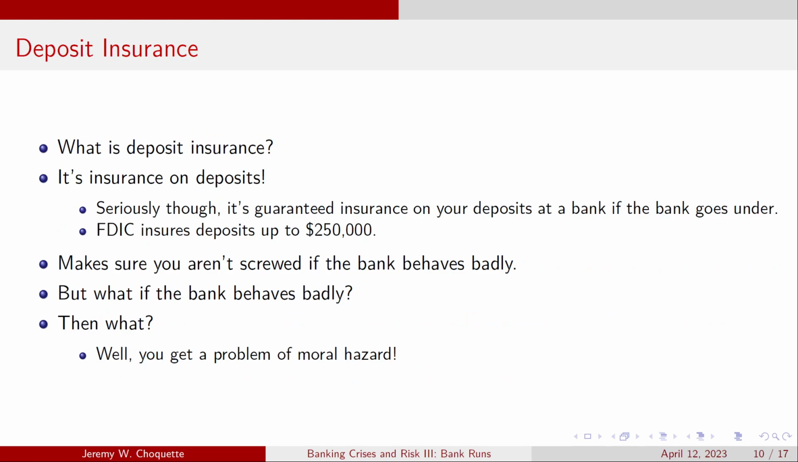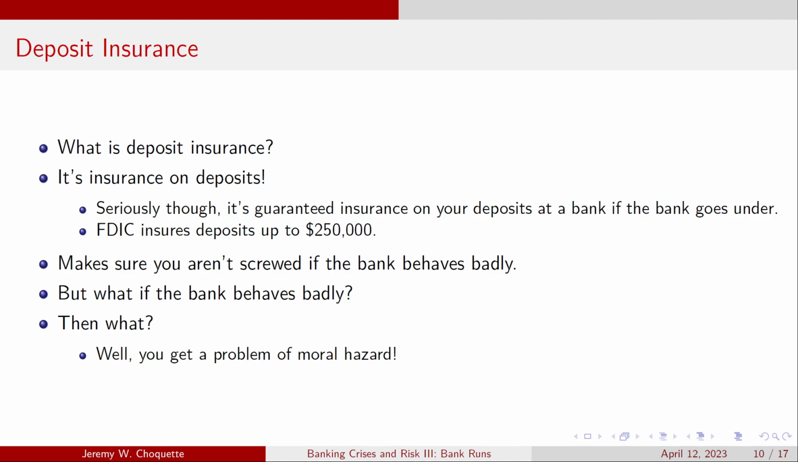Now, you might go, hey, what about deposit insurance? And I'll go, well, what about deposit insurance? What is it? Well, it's an insurance on deposits. But in all seriousness, it's guaranteed insurance on your deposits at a bank if the bank goes under. The FDIC is going to insure deposits up to $250,000, right? So if you ever go to the bank and you put your money in the bank, you generally see that little FDIC sticker, and it's going to insure your deposits up to $250,000. And what happens is it makes sure that you're not super screwed if the bank behaves badly.